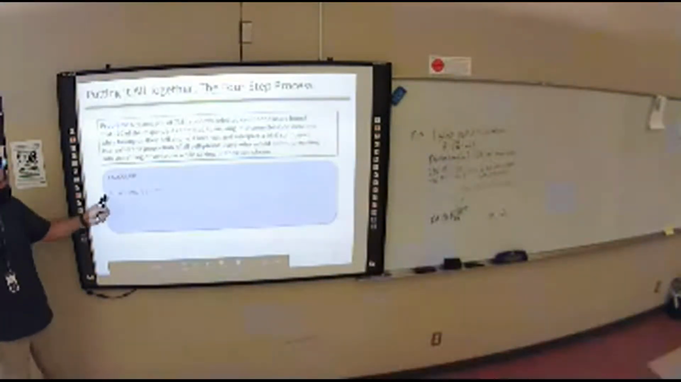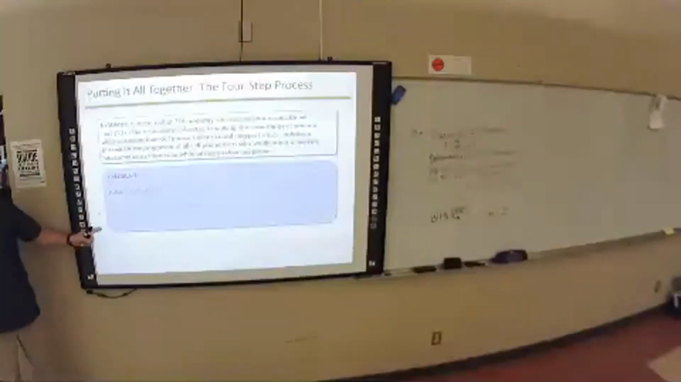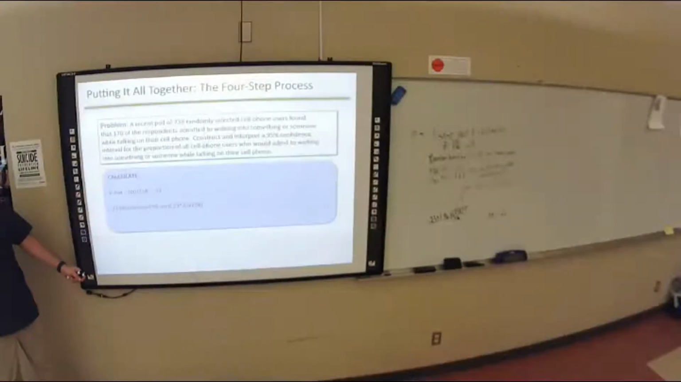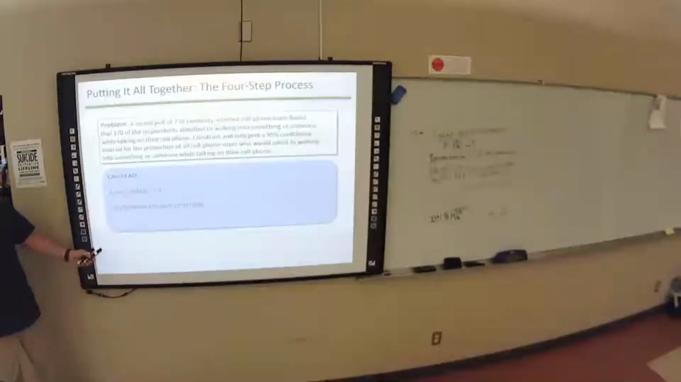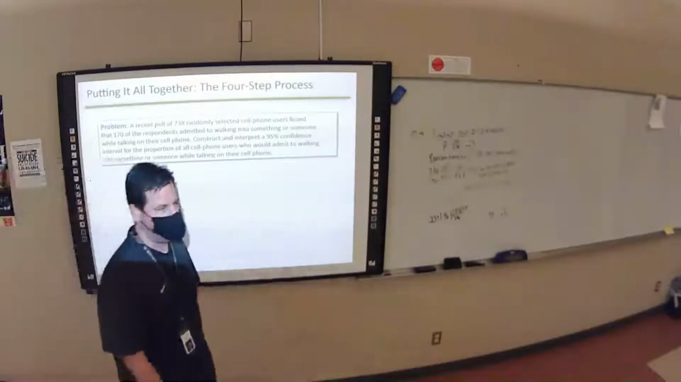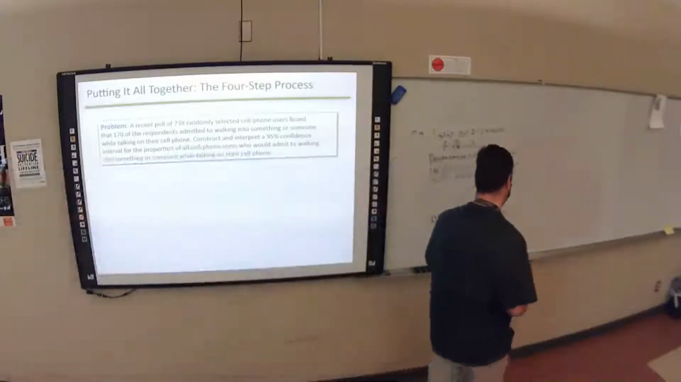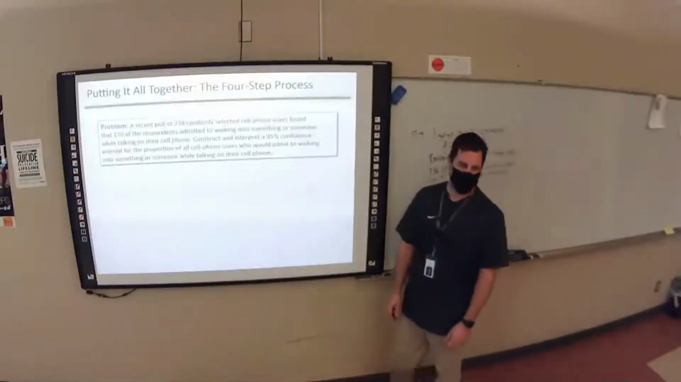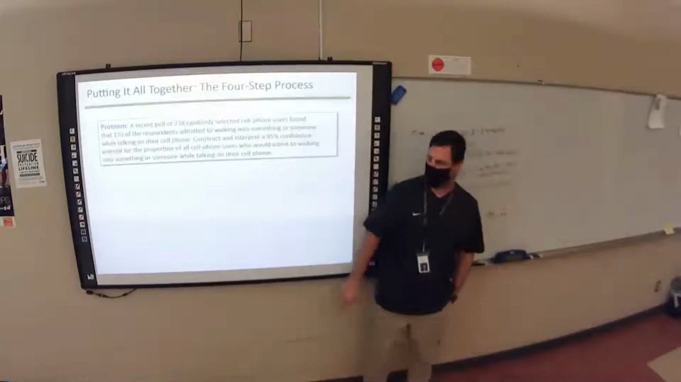Calculate. P hat is 0.23. 0.23 plus or minus 1.96 times the square root of 0.23 times 0.67. Should be 0.77, isn't it? 0.77. It's all right. Communicate your results. Don't shorten this. Don't change it up a whole lot. This is not exactly how you need to write it, but you got to have all these things in it.